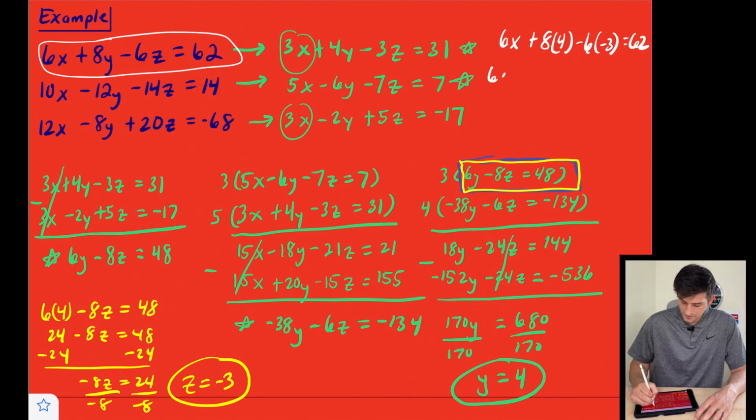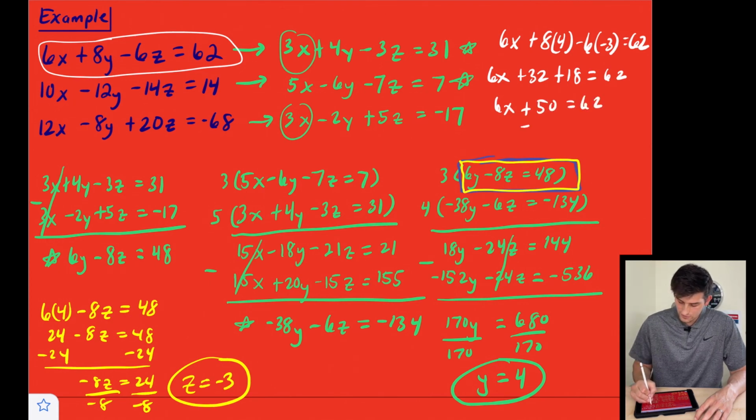So now we have 6x plus 32 plus 18 equals 62. So 6x plus, this would be 50, is equal to 62. And now we can subtract that 50. And now we have 6x equals 12. Divide by 6, and we get x equals 2.